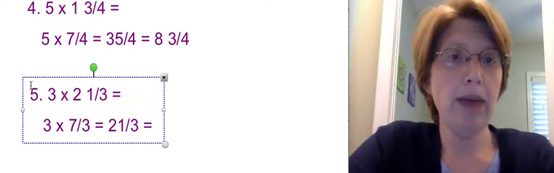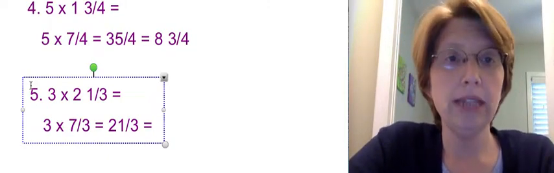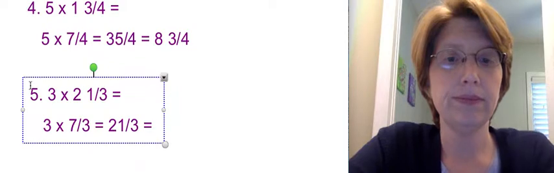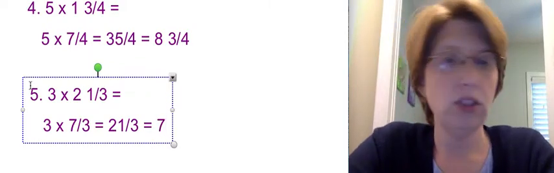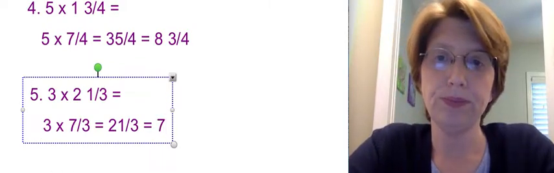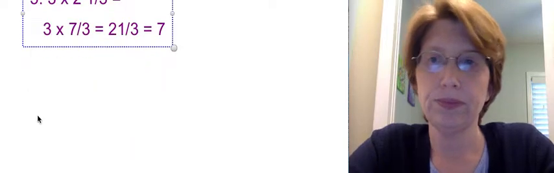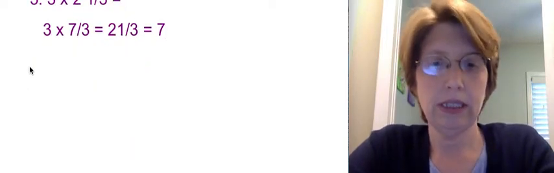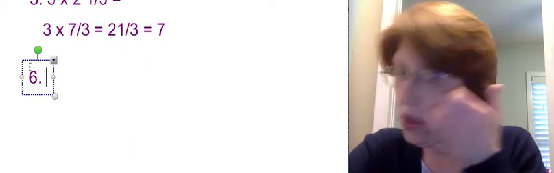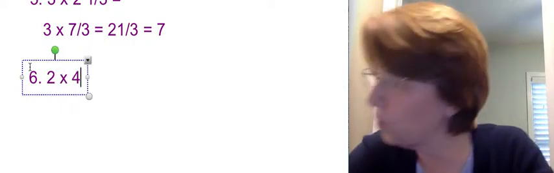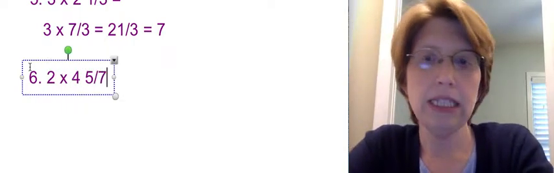Now let's turn it back. 3 goes into 21 7 times. No remainder. 6. 2 times 4 and 5/7.